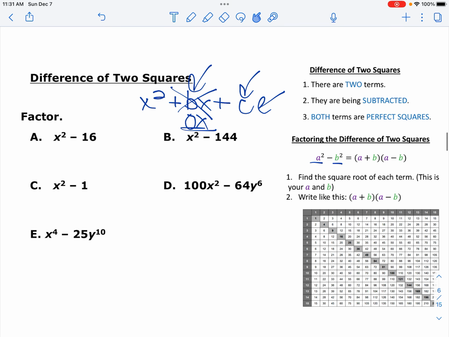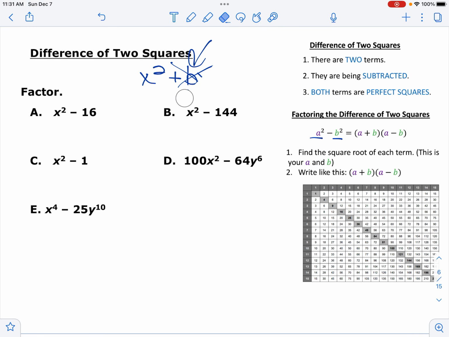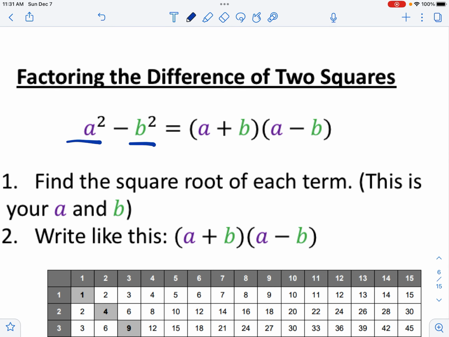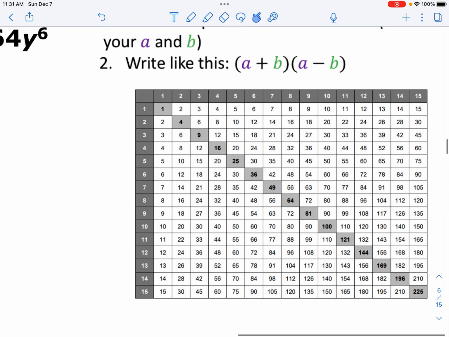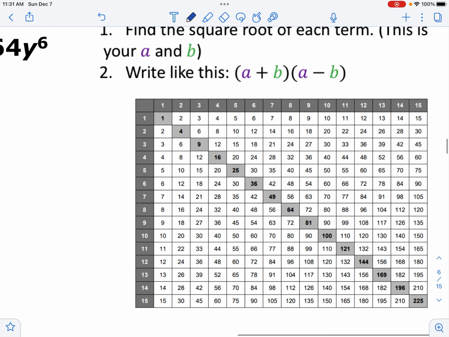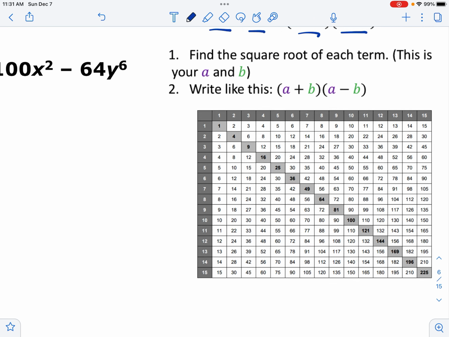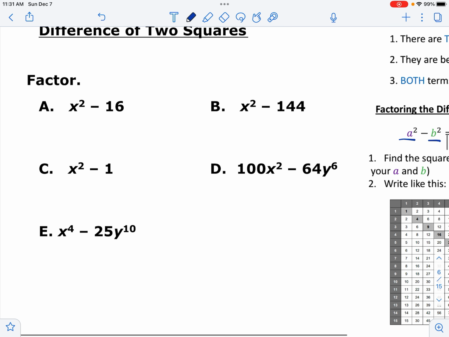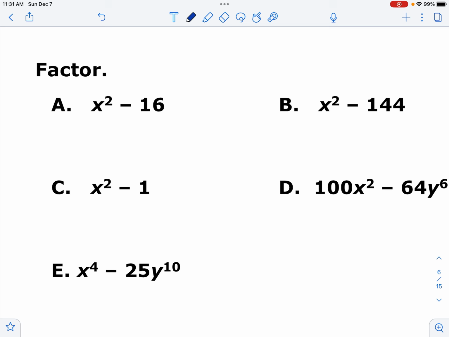And those are always going to be opposites of each other, which is why this is a plus b and a minus b. And all of the perfect squares are highlighted on the diagonals, right? Because 5 times 5 is 25, so that's a perfect square right there, etc. So we're going to look at these. X squared is a perfect square. If I take the square root of that, I get x. The square root of 16 is 4. So then this is just x plus 4 and x minus 4.